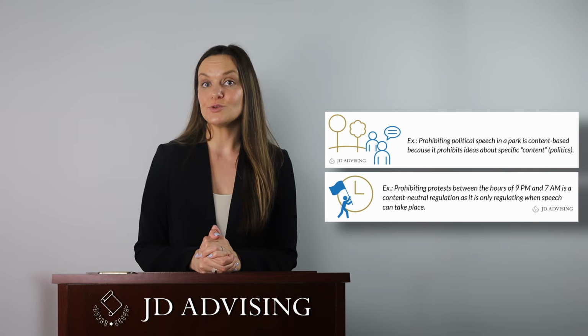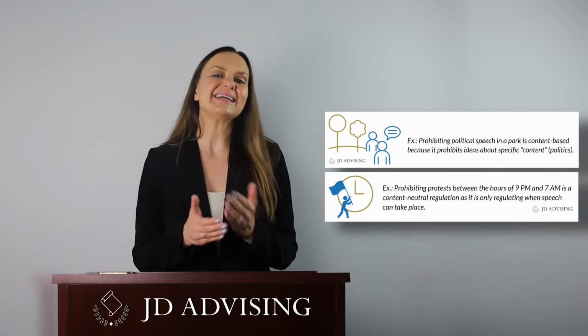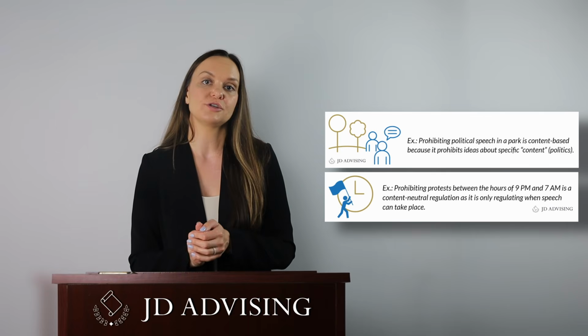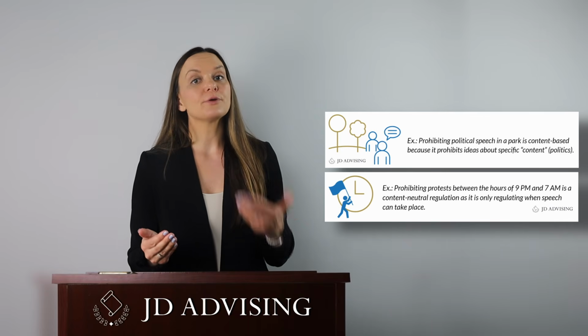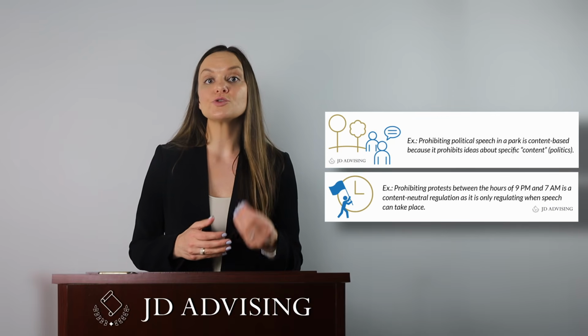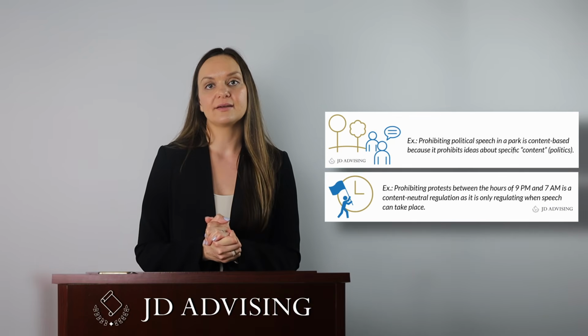Whereas a content-neutral restriction does not seek to forbid the content of the speech and instead usually restricts the time, the place, and the manner of the speech. For example, prohibiting protests between the hours of 9 p.m. and 7 a.m. is a content-neutral restriction, as it's only regulating when speech can take place.